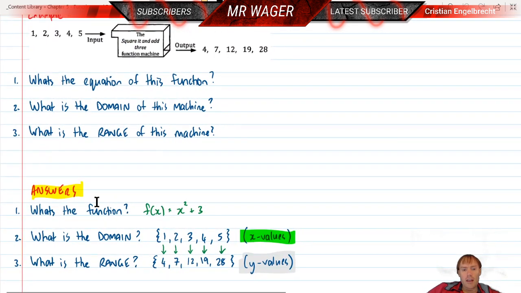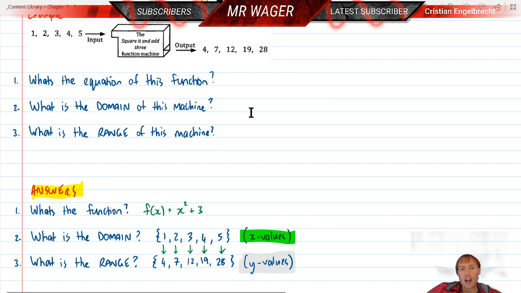The domain is all these input numbers. These are all the numbers that we put into the machine. So 1, 2, 3, 4, 5. That's kind of like the x values, if you like. We'll talk about x values in a second, but these are like our x values. They are input numbers. They are the starting things. We put those numbers in, we do a calculation, and out comes the results.